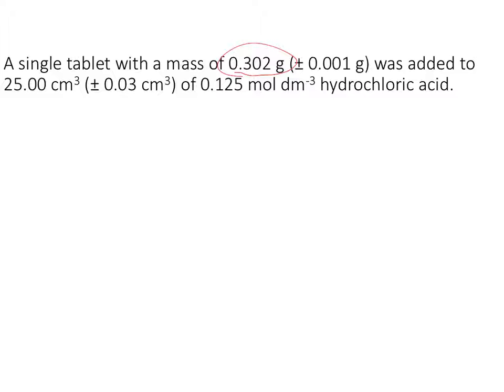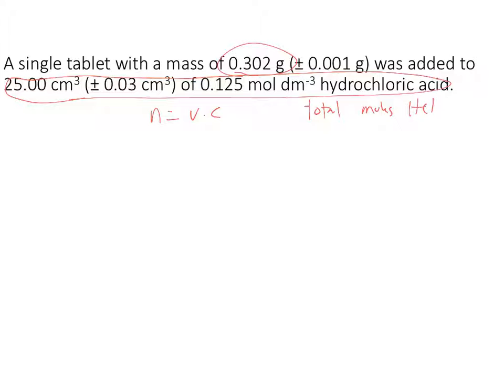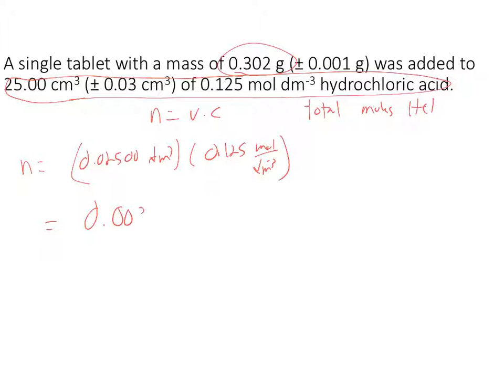So, what do I have? I have a volume and a concentration. Moles equals volume times concentration will be the total moles of HCl. So moles equals 0.02500 decimeters cubed, I divided by 1,000, times 0.125 moles per decimeter cubed. That means the moles are 0.003125 moles of HCl in total. That's the total number of moles of hydrochloric acid.